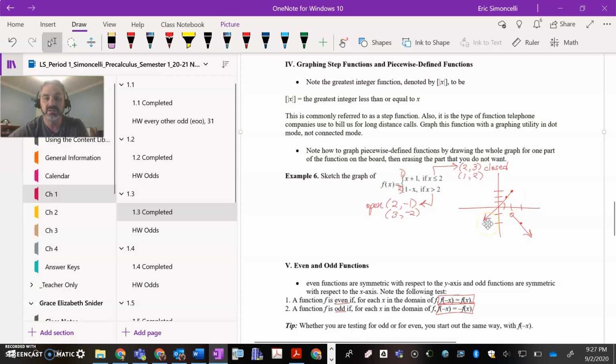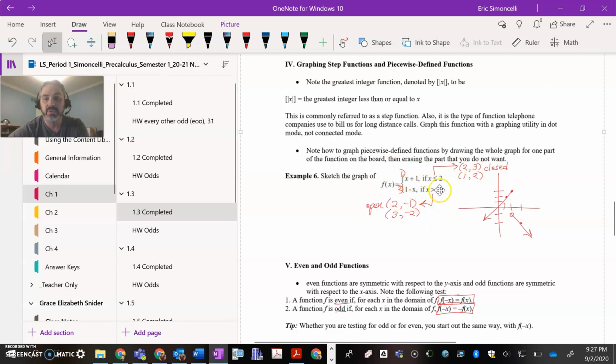It's a piece. Now if I had drawn the full-fledged line, I would have actually erased, and you can try this as well, everything to the right of 2. So that's another way to kind of go through it. As the directions say, erase the part that you don't want.